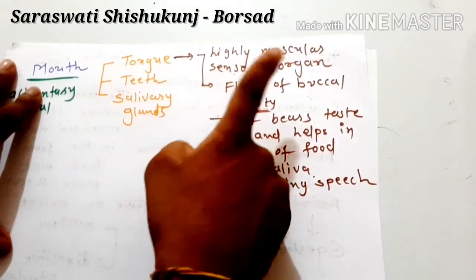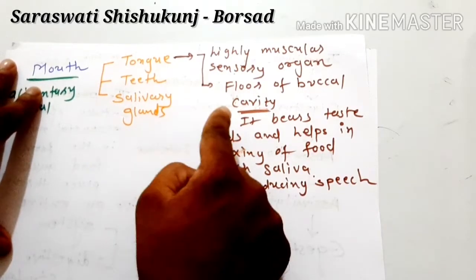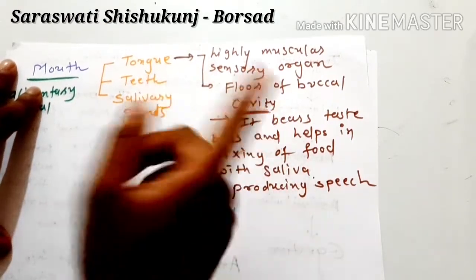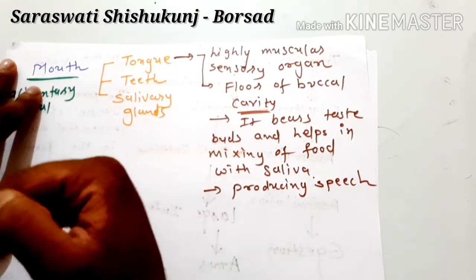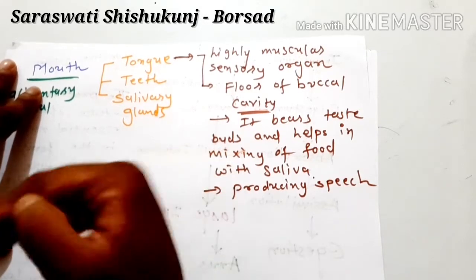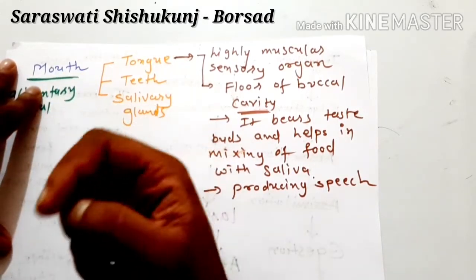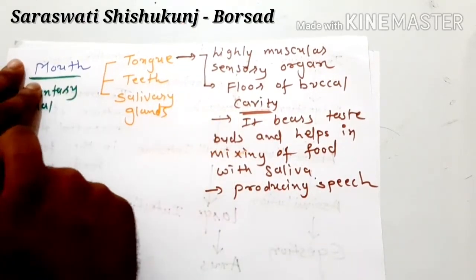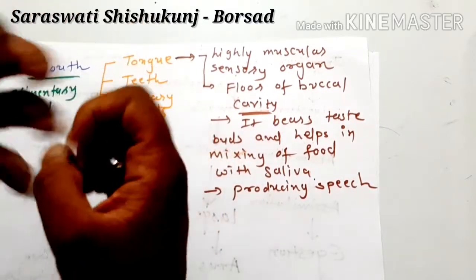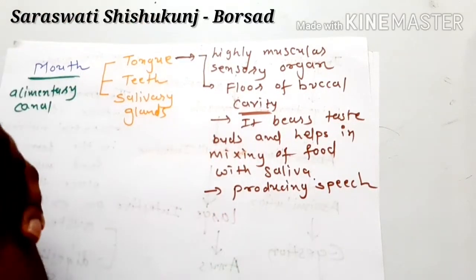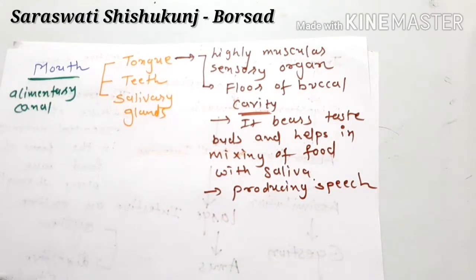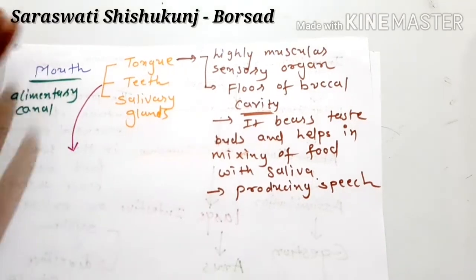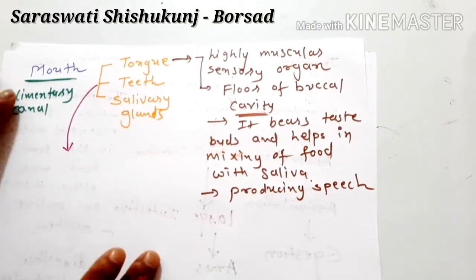Again, the tongue is a highly muscular sensory organ. It is located at the floor of our buccal cavity, the cavity of our mouth. Its function is to bear taste buds. We know that we have different tastes due to the tongue only, so the tongue is responsible for taste. It also mixes the food with the saliva which is secreted in our mouth, and it is helpful in producing speech.